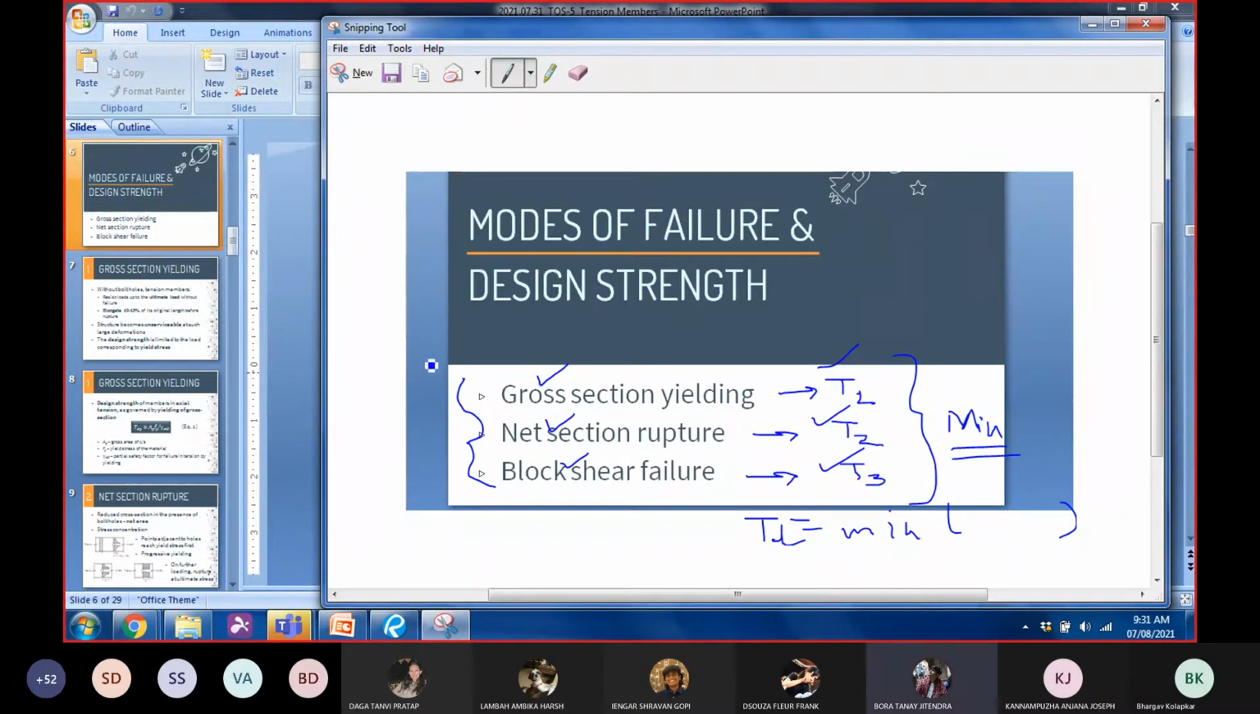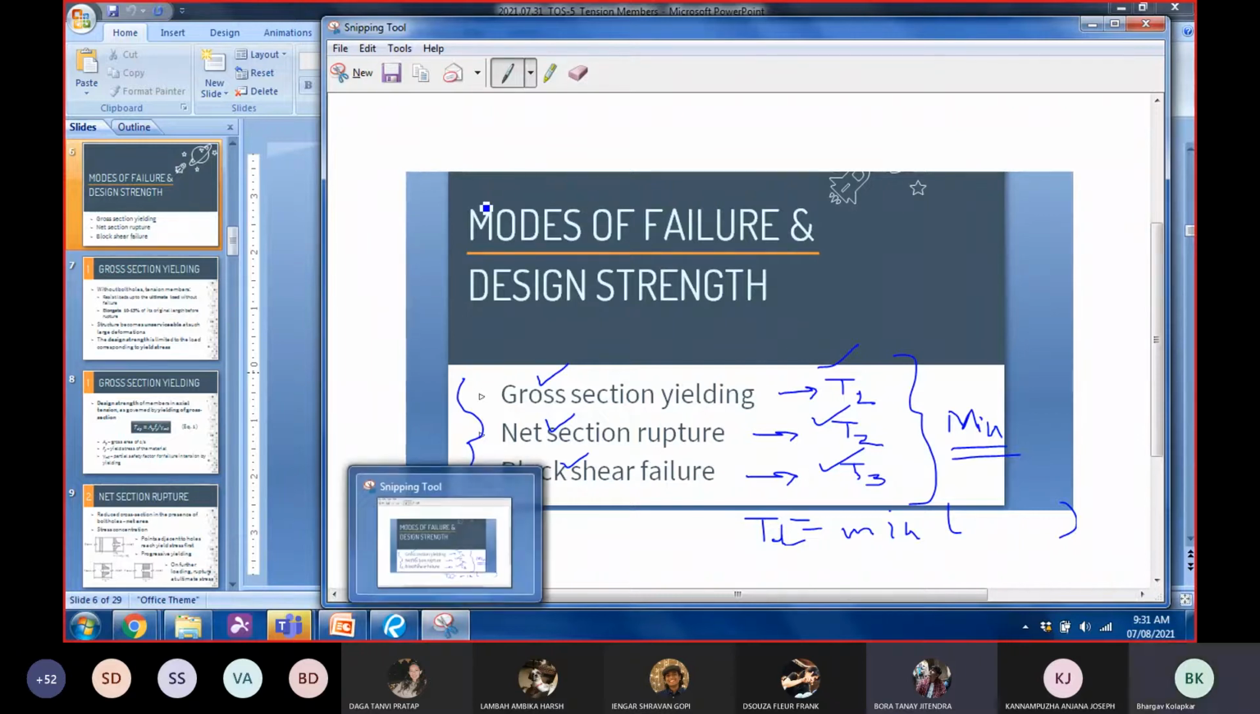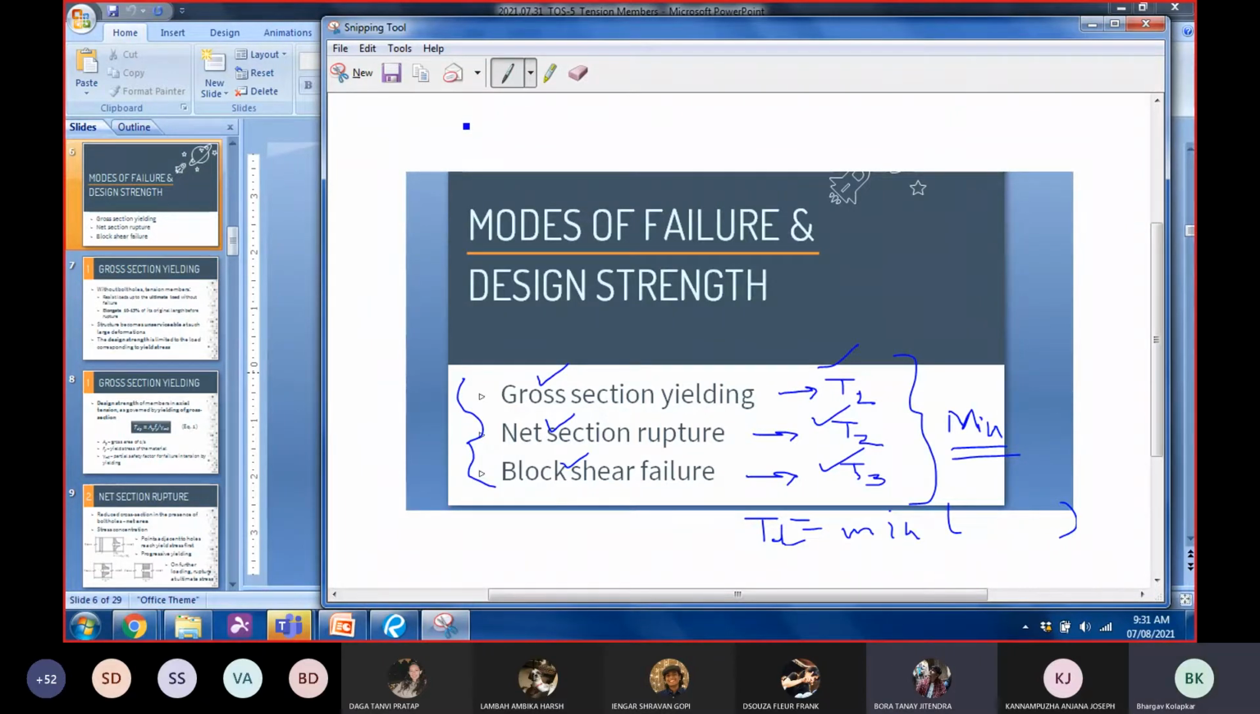Bhargav, could you give an example? Because it's a little complex to understand. Okay. So let us take an example.